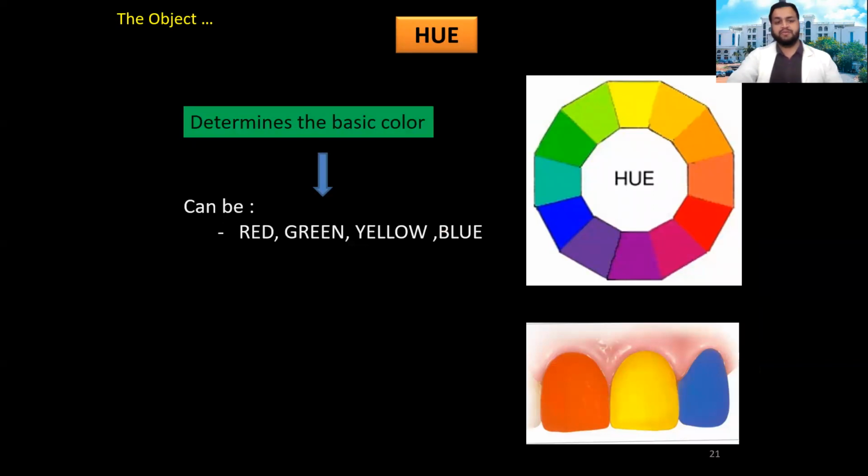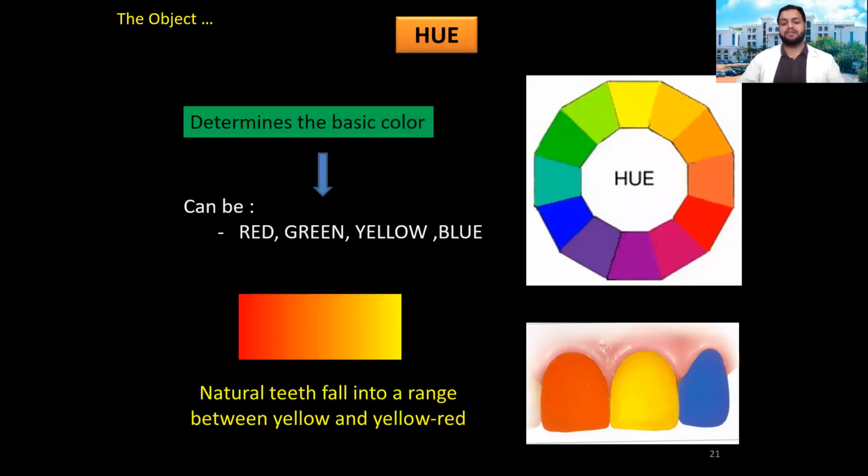So we can have either a red color, a green, a blue, or yellow. This is what most of the time we see, and natural teeth fall in a range between yellow and yellow red. We don't have blue teeth. So we definitely have a range between yellow and yellow red.